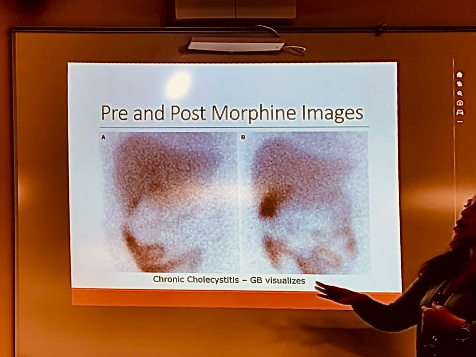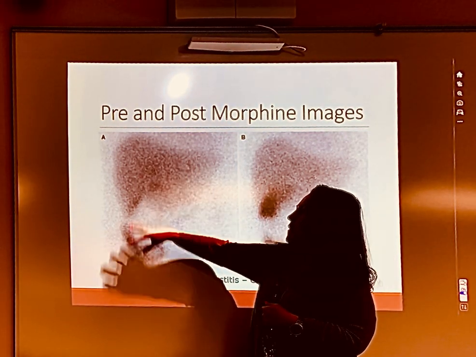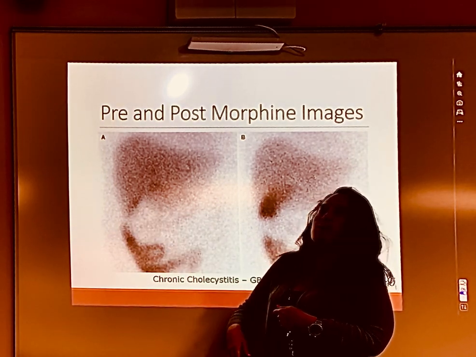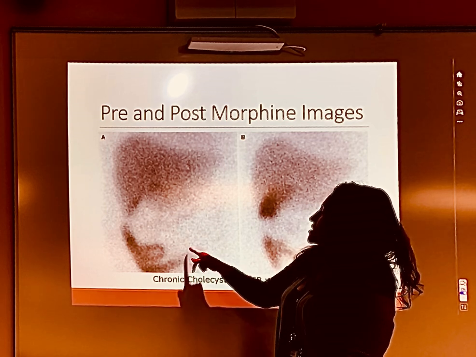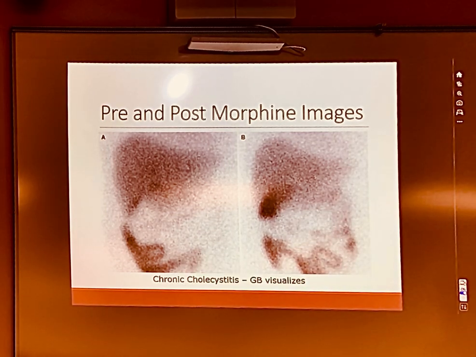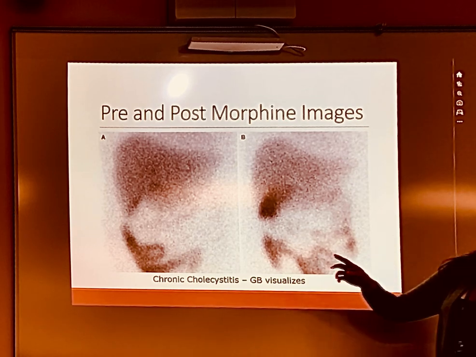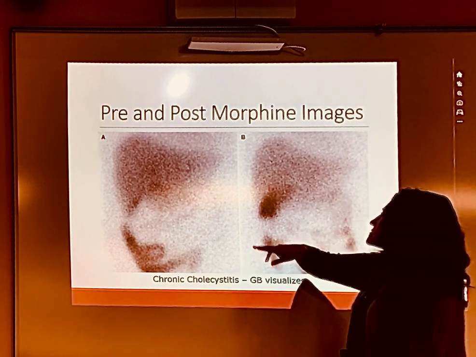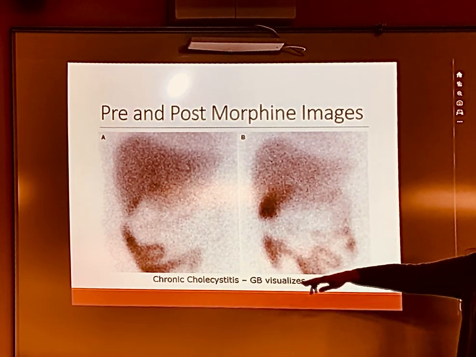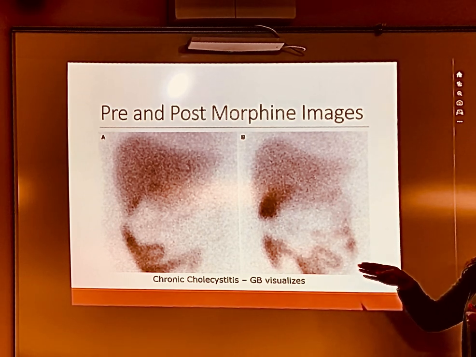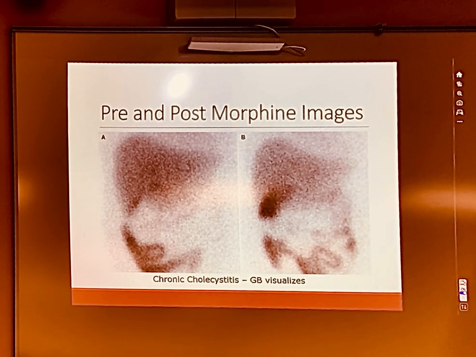So here are your pre and post morphine images. Here you have no gallbladder, and you say, wait a minute, what is this? You've got this activity here. It's bowel. Your patient is large, I can tell by looking at the picture. So it's bowel activity over here. But look, now we give them morphine, now we've got gallbladder. So it's chronic. We can schedule your cholecystectomy.